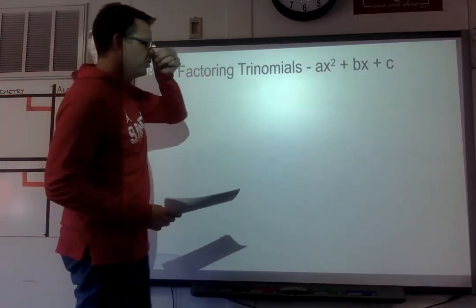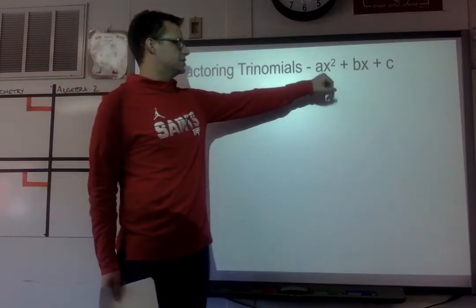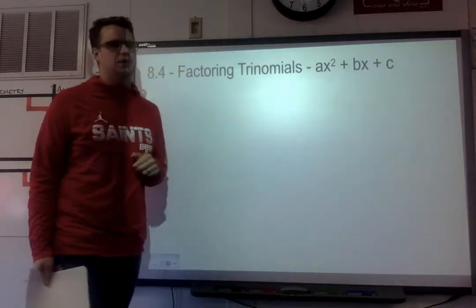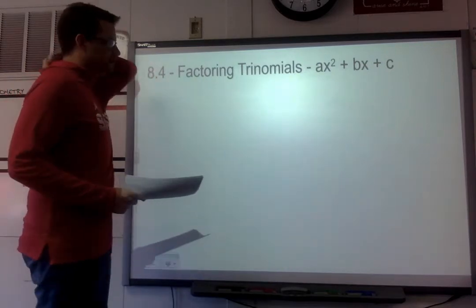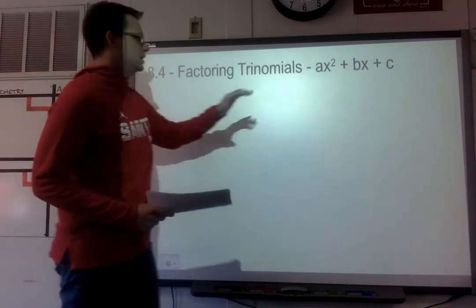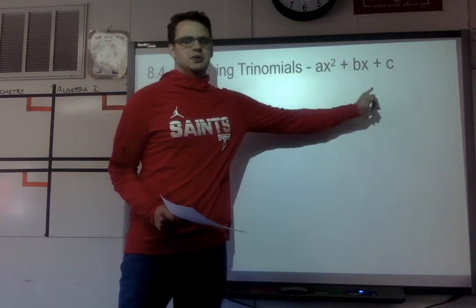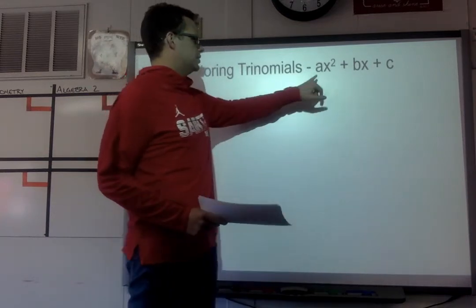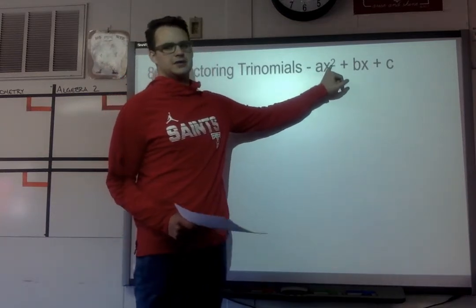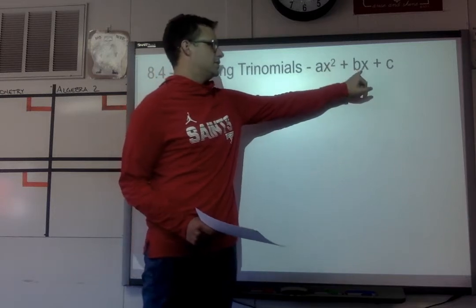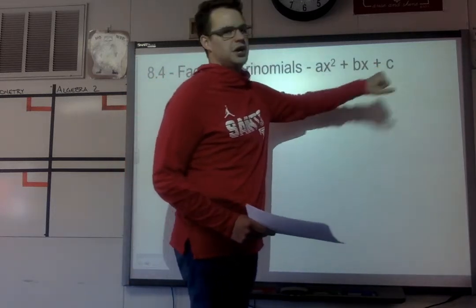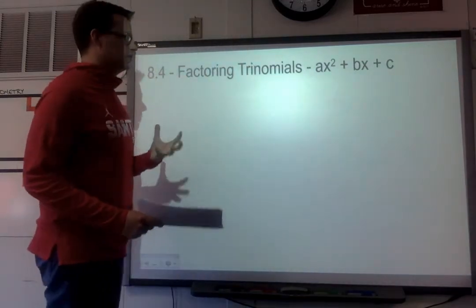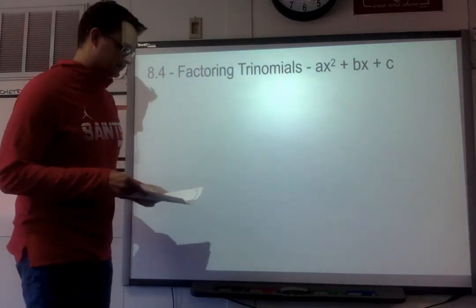So the standard form for these trinomials is ax squared plus bx plus c. We've talked about it a couple times, but anytime you're factoring these, you always want them in descending order in this standard form: your x squared term first, then your b times x, plus just your constant, the number without a variable.